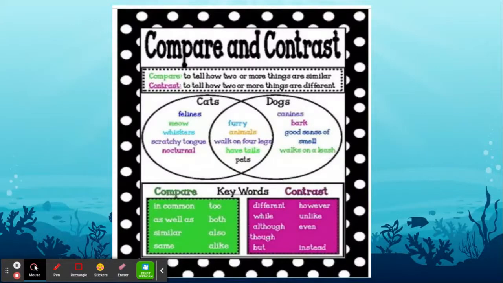Boys and girls, let's look at another Venn diagram on cats and dogs. Remember, when we are comparing, we are telling how 2 or more things are similar, and when we're contrasting, we're telling how 2 or more things are different. You'll see below in the pink and the green squares some of the signal words that we just learned in that video. Compare keywords: in common, as well as, similar, same, to, both, also, and alike. Contrast keywords: different, while, although, though, but, instead, even, unlike, and however.